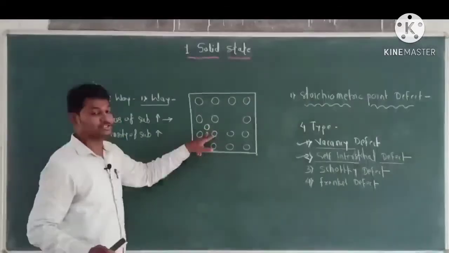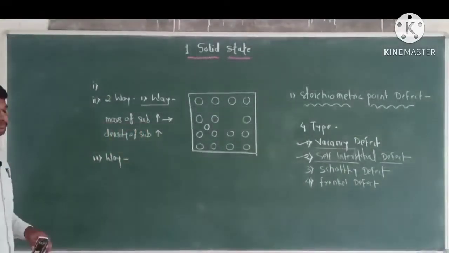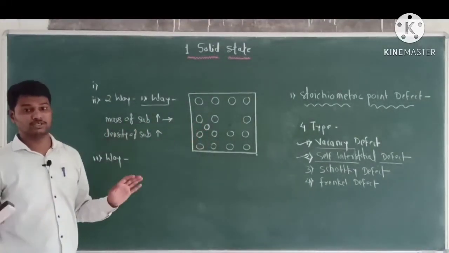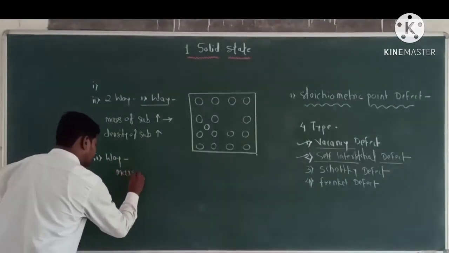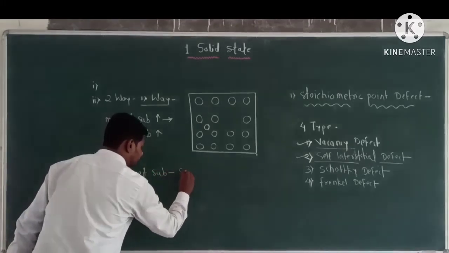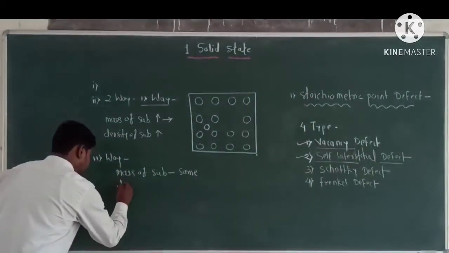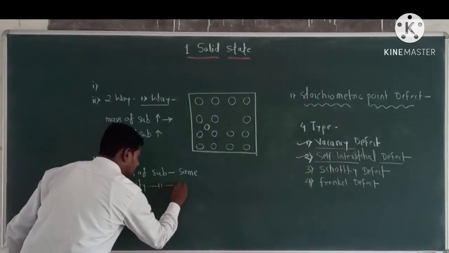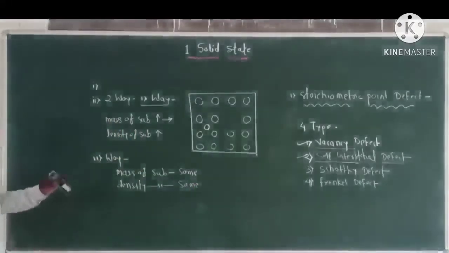Now in this way the number of constituent particles remains unchanged or the same, therefore the mass of the substance remains the same, so the density of the substance is also the same and volume remains unchanged and the same.